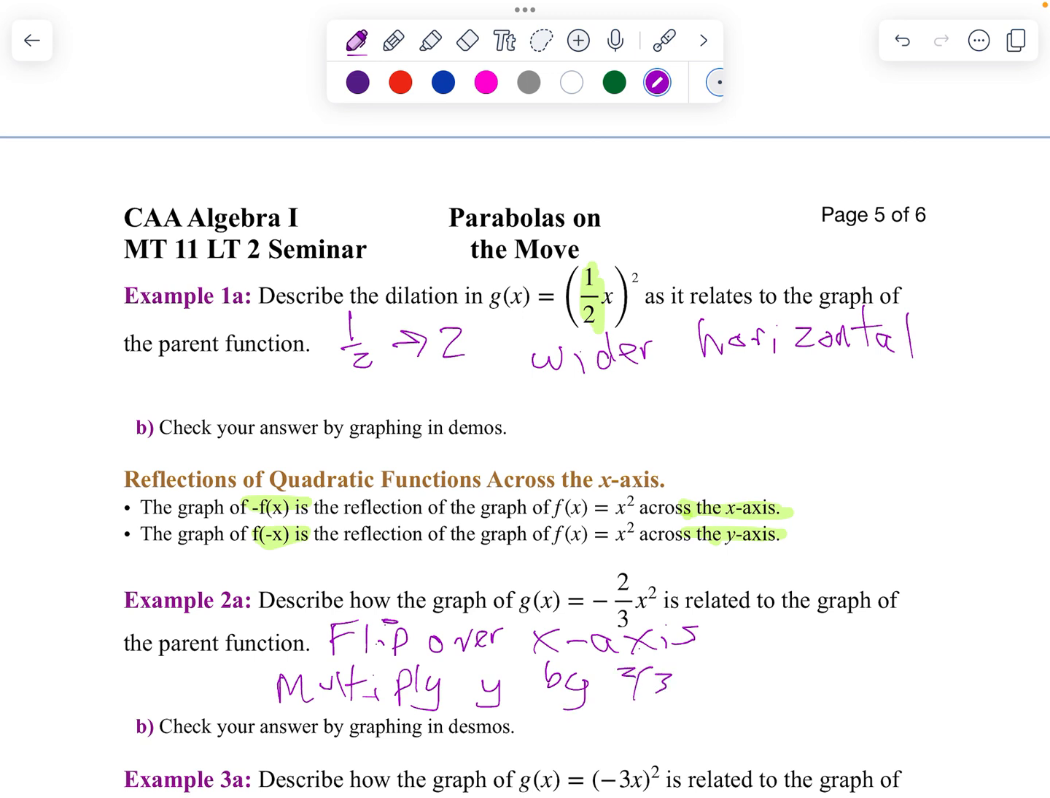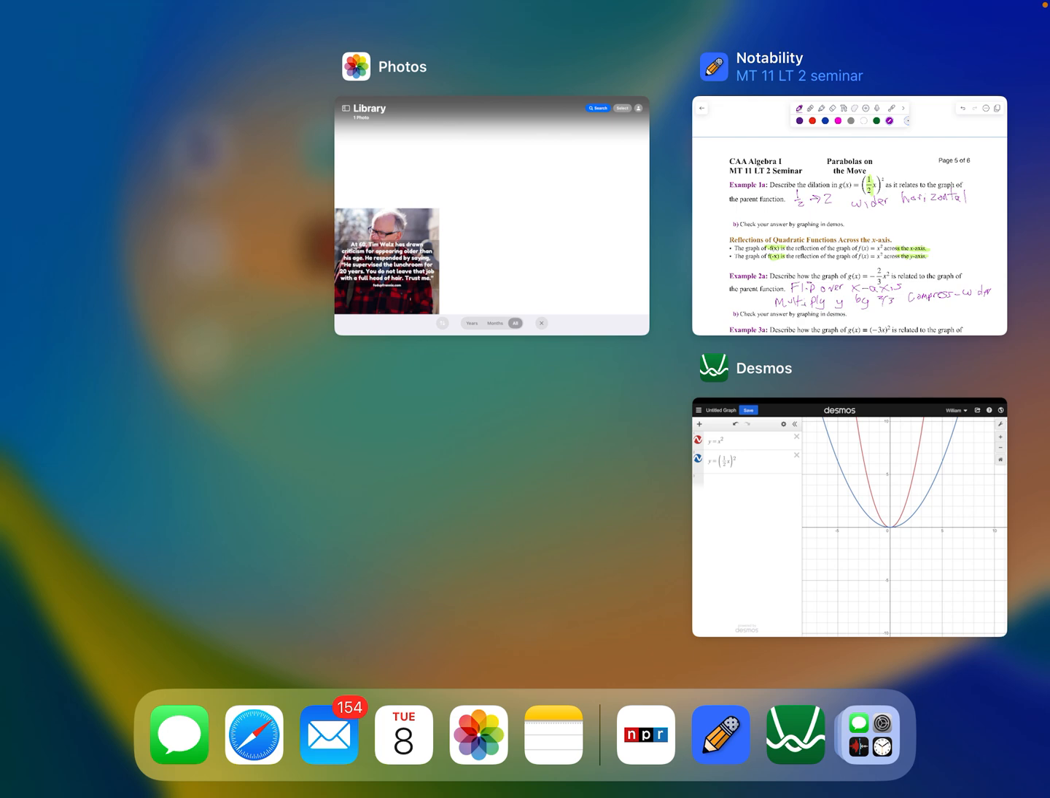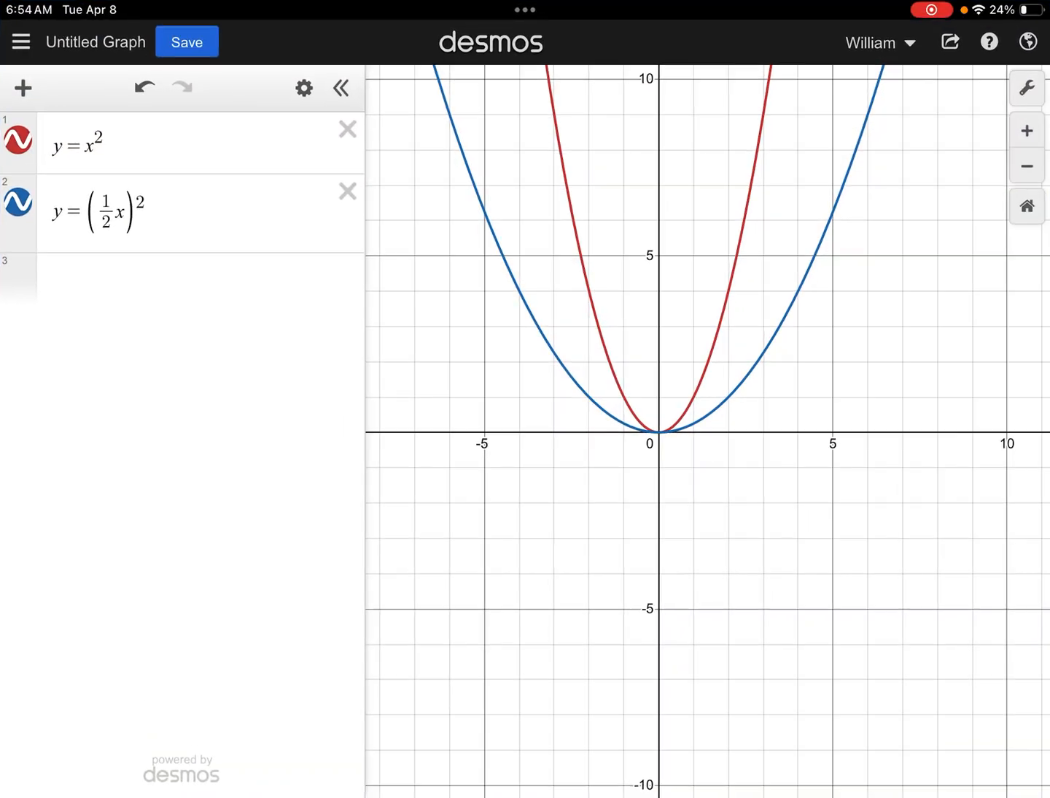Which means I'm going to compress it. It's going to get wider. And let's check that. So I'm going to go back here. I'm going to erase my original one. I'm going to keep my parent function so I can see the difference.